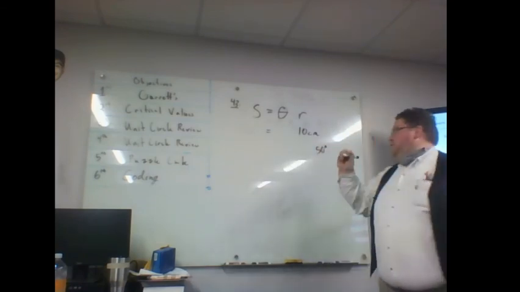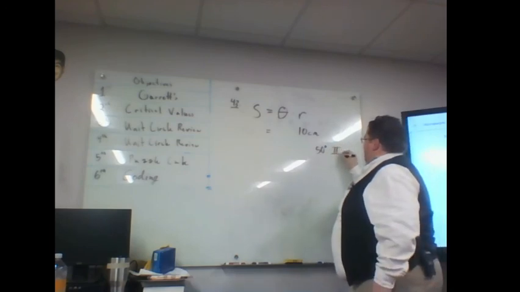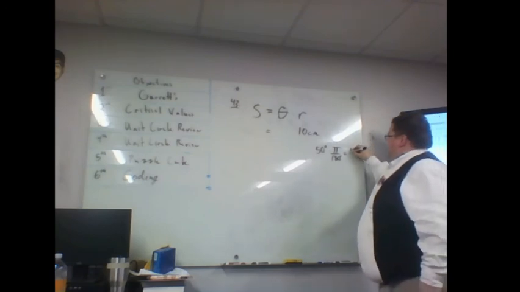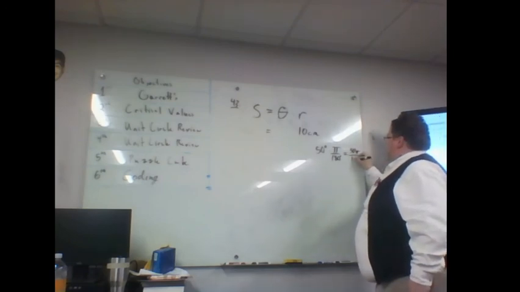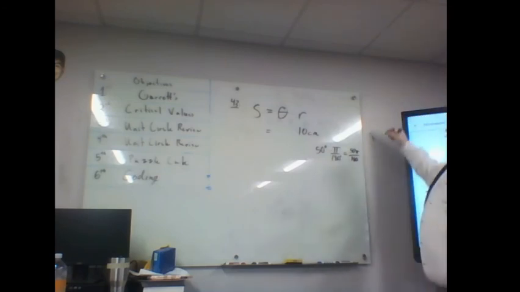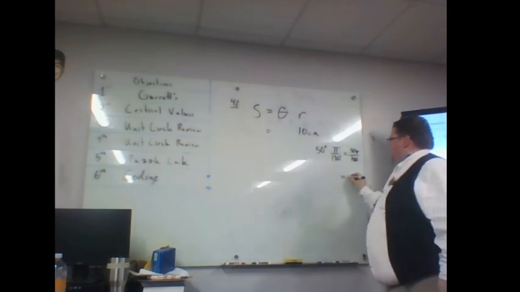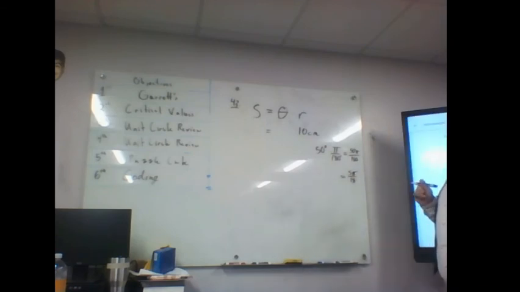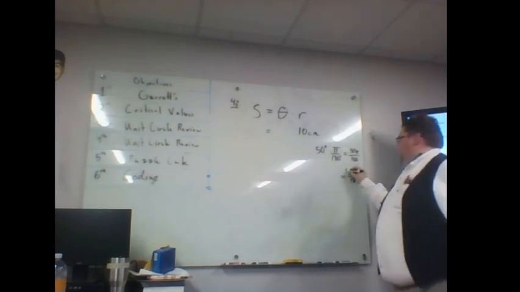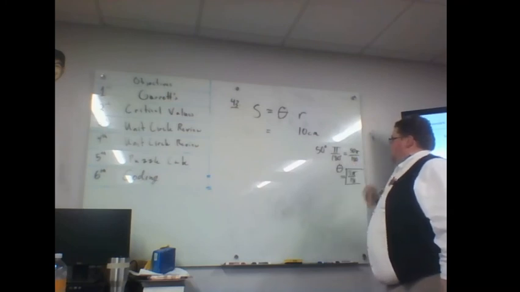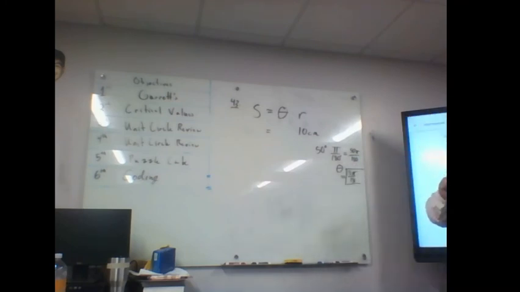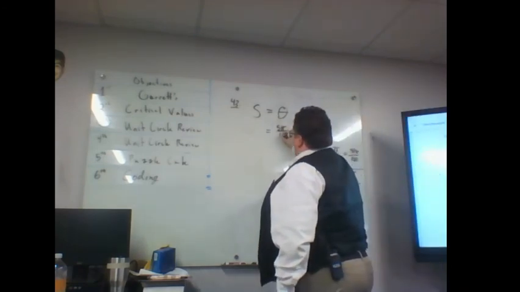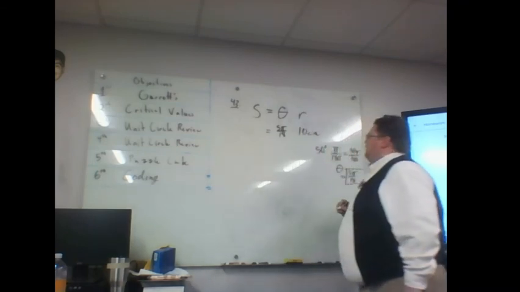I'm going to use my formula. My formula is pi over 180. This would become 50 pi over 180. I could then cancel out a 0 on the top and bottom, leaving me with 5 pi over 18. And this would be the lowest possible answer I could have for theta. Now I can plug theta into my formula. So 5 pi over 18 times 10 centimeters.